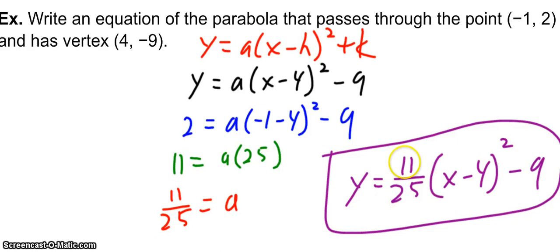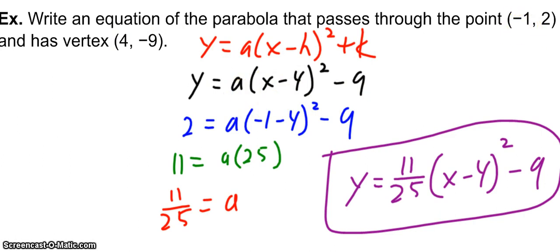Alright, so hopefully you got y equals 11 over 25 times the quantity x minus 4 squared minus 9. How did I come up with that? Great question. So first I started with the equation of a quadratic in vertex form. So we have y equals a times x minus h squared plus k, right? But we know the vertex, 4, negative 9. So I'm going to plug in the 4 for h. I'm going to plug in the negative 9 for k. Now we need to find a. How do we find a? That's where we use the point.